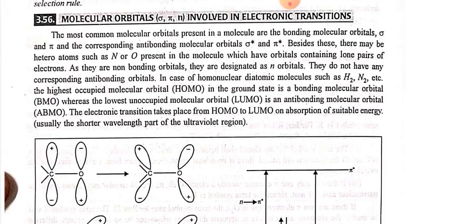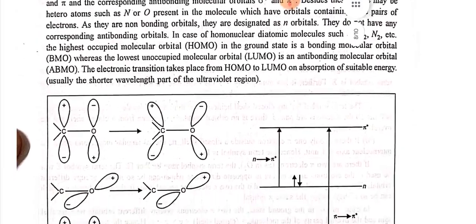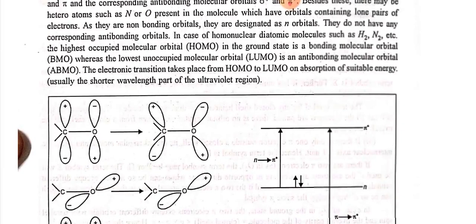In case of a homonuclear diatomic molecule such as H2, N2, etc., the highest occupied molecular orbital, HOMO, in the ground state is a bonding molecular orbital, BMO, whereas the lowest unoccupied molecular orbital, LUMO, is an antibonding molecular orbital, ABMO. The electronic transition takes place from HOMO to LUMO on absorption of suitable energy, usually in the shortest wavelength part of the ultraviolet region.